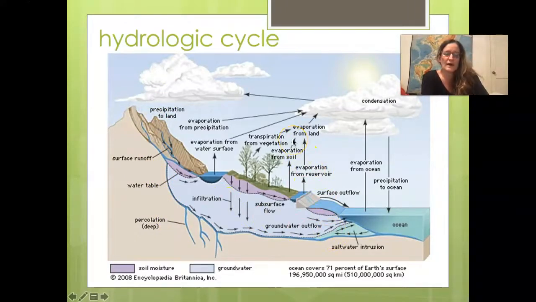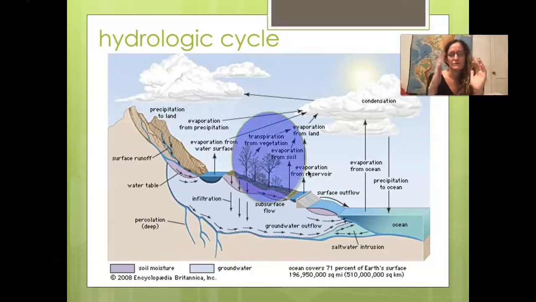What we're looking at now is this area here, the vegetation and the evaporation from soil, evaporation from reservoirs, evaporation from land, and transpiration from vegetation. So this whole flux is called evapotranspiration. What's evaporating from the surface and what is transpiring from the plants. So that's what we're honing in on in this lecture, the evapotranspiration.